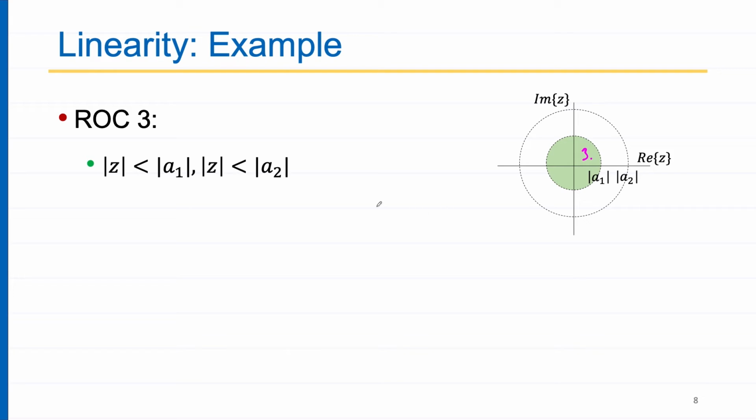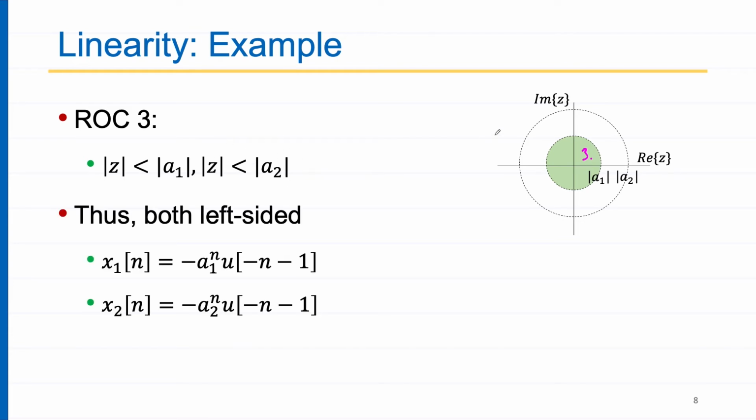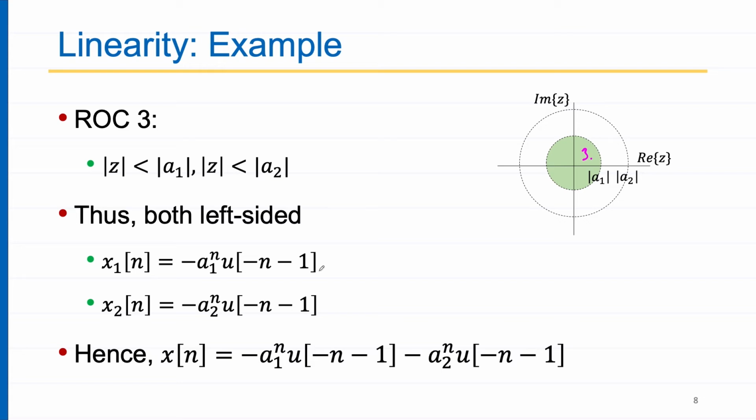So now you notice that both are inside a circle. This one is inside a circle of radius |a1|, and this one is inside the circle of |a2|. This means both are left-sided sequences, left-handed sequences. So x1[n] is a left-sided sequence, and x2[n] is a left-sided sequence. So my x[n] is simply the summation of the two.